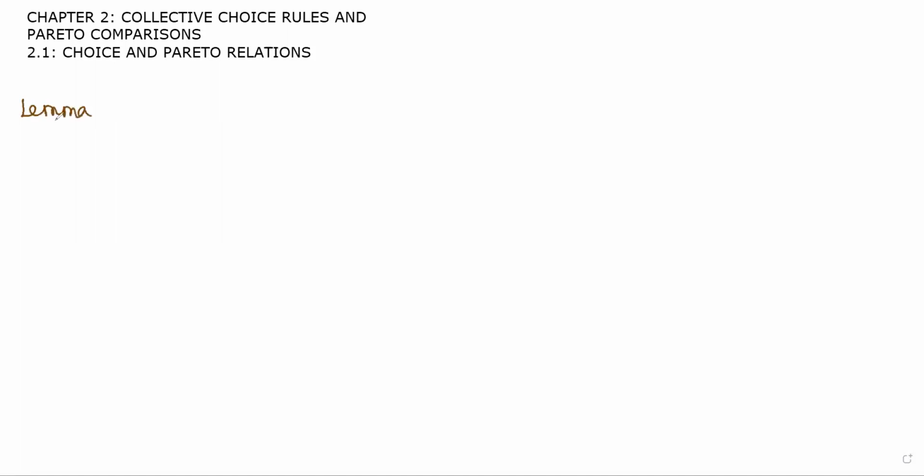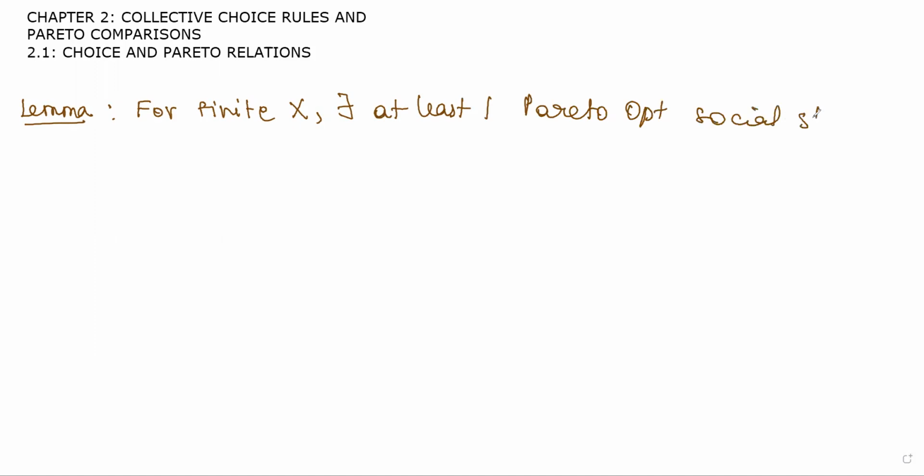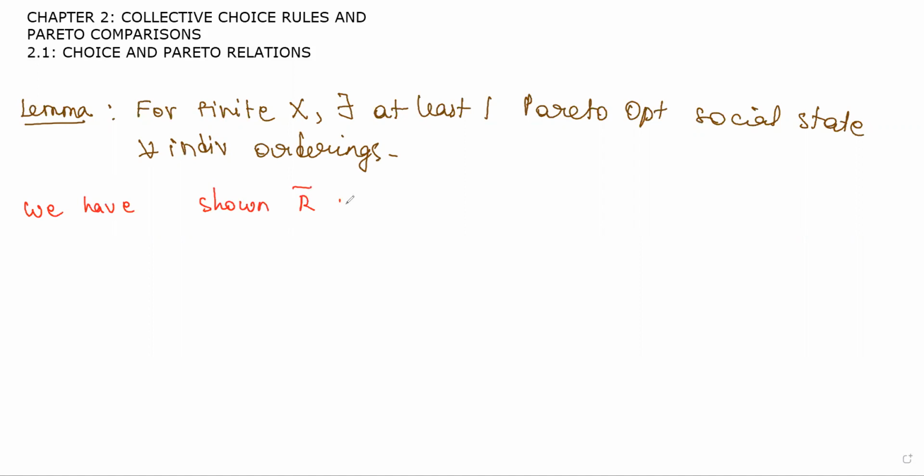We will now prove a very interesting lemma. What does it say? For finite X, there exists at least one Pareto optimal social state, for all individual orderings. Now, the book proves this very directly, and I do prefer that proof. I think it's a very neat proof, and you can refer to our older videos for this. So, we have shown R bar is a quasi-ordering. The argument of this proof is stunningly simple and elegant.